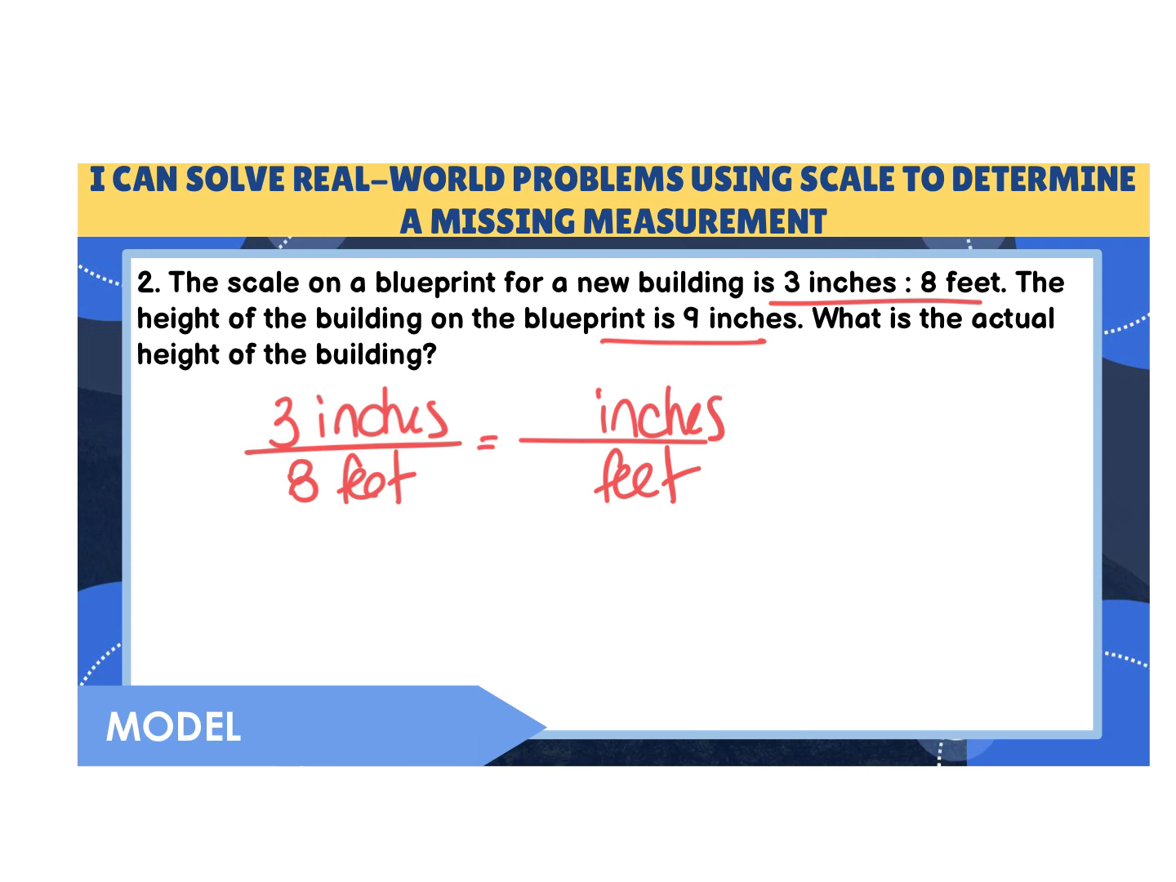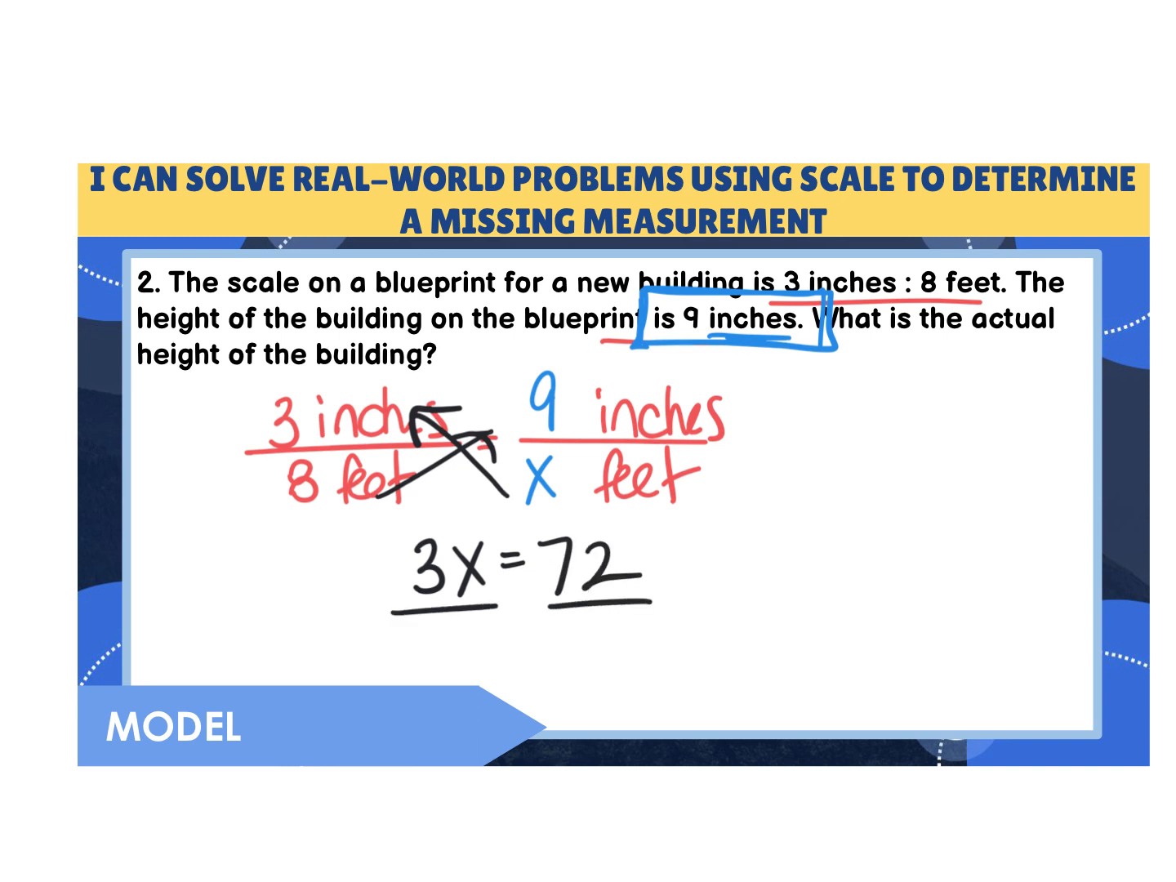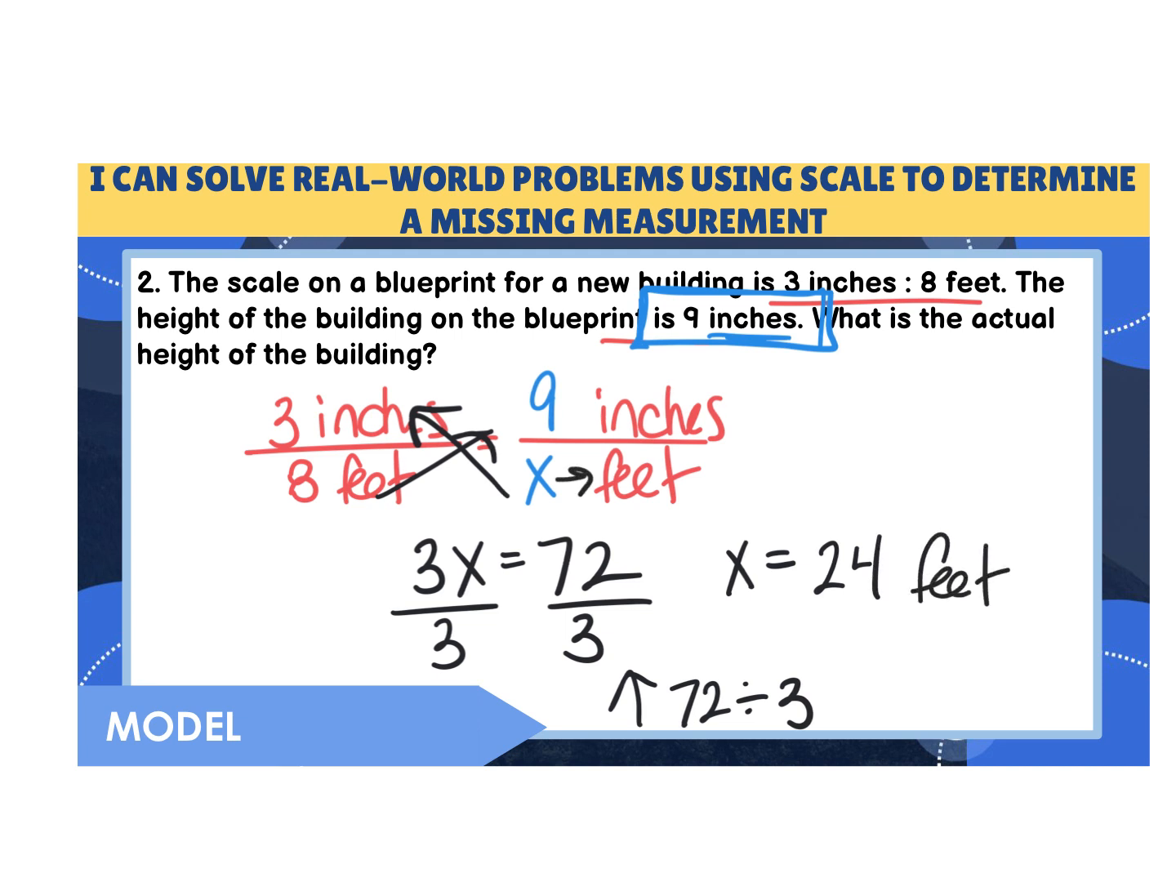And I'm going to go back to my question. It says 9 inches. So I'm looking for inches. Inches is on top, so I'm going to put 9 over x. And we're going to solve. 3 times x is 3x. 9 times 8 is 72. This time we do have to divide because the coefficient is 3, not 1. And now don't forget, it's been a while, but this is 72 divided by 3. Top number divided by bottom number, which will give us 24. And again, x is measured in feet, so we'll write 24 feet.